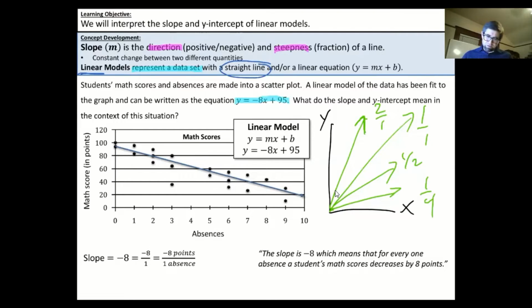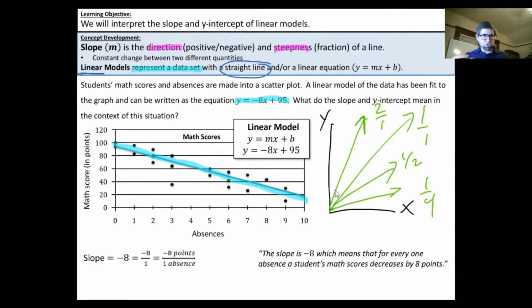Okay, so let me go back real quick. A linear model of the data has been fit to the graph. Okay, so this line is my linear model, and it can be written as that equation, y equals negative 8x plus 95. So those two things are the same. That's my linear model. Then the question is asking us, what do the slope and y-intercept, we're going to skip that for this lesson. What does the slope mean in the context of this situation?